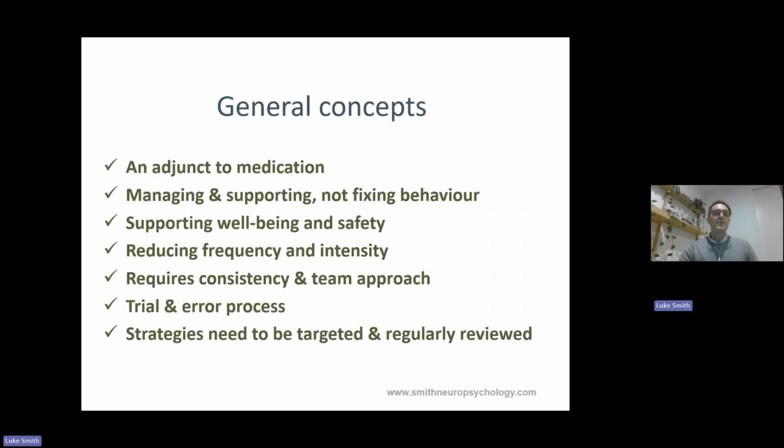The general concept to consider when we talk about behaviour support is that it's an adjunct to medication. What that means is that you can use non-pharmacological, or non-medication, behaviour support strategies when someone is also on medication. I need to make it really clear that when we talk about behaviour support, we are talking about managing and supporting someone's behaviour, not fixing their behaviour.